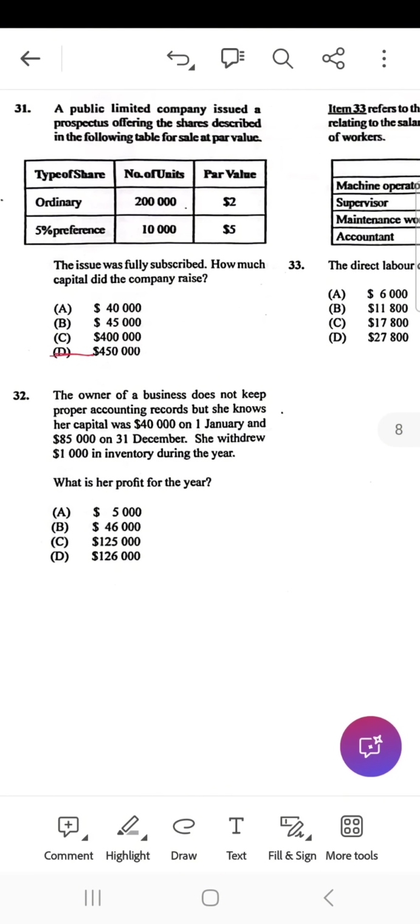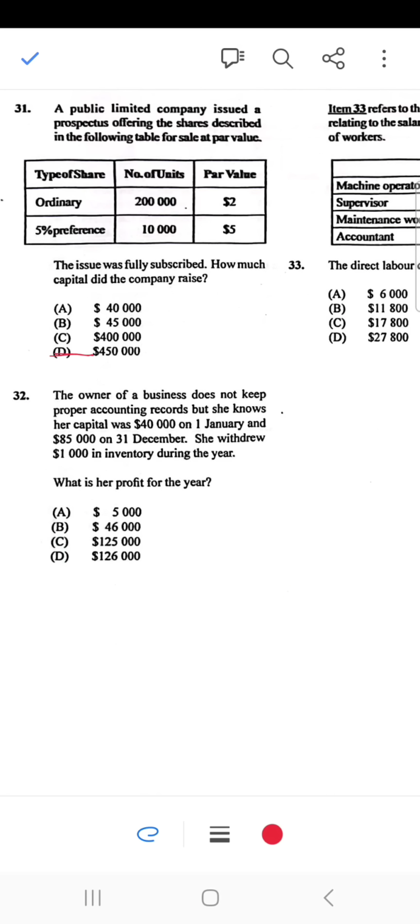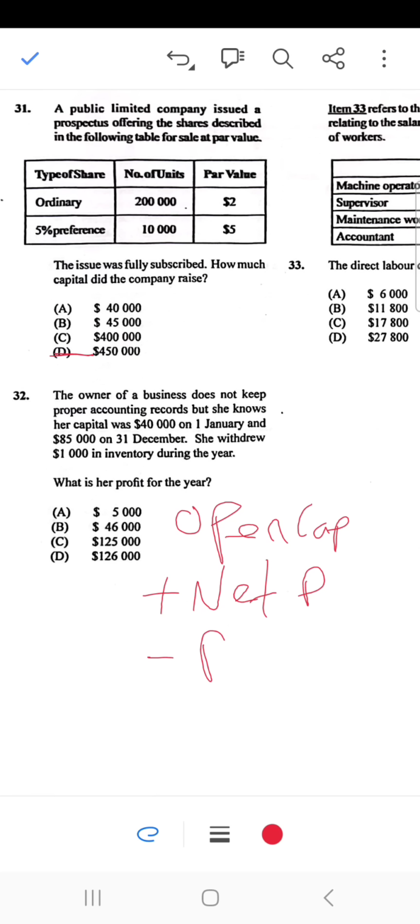I always tell students, learn this formula. It always comes in some way. And look, it's here again. So we know opening capital, add net profit, minus drawings, equals closing capital.